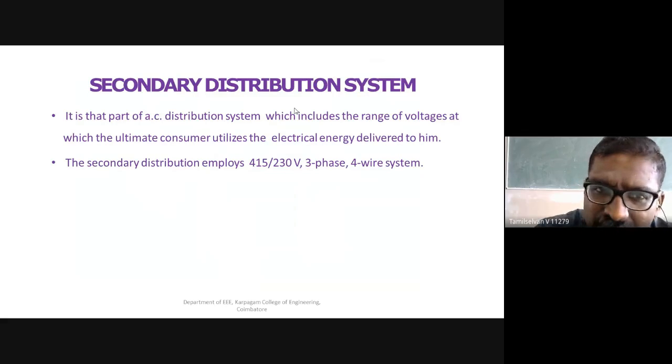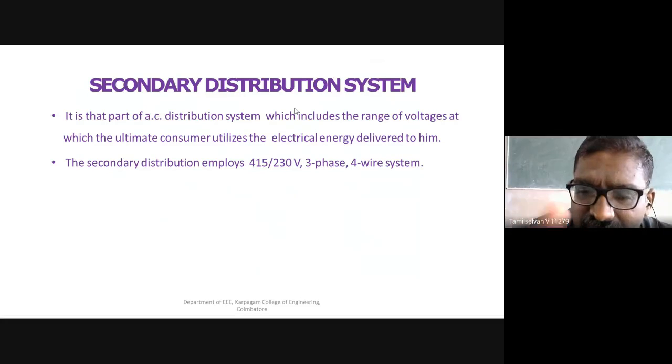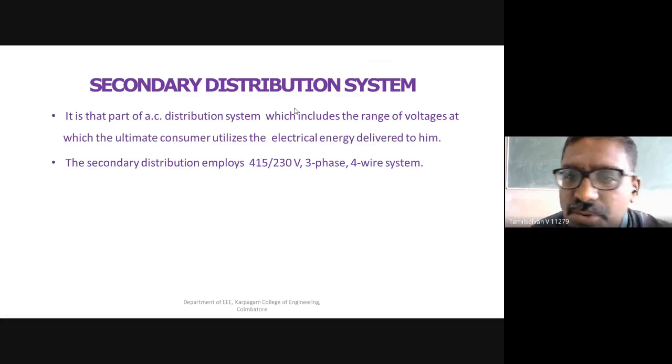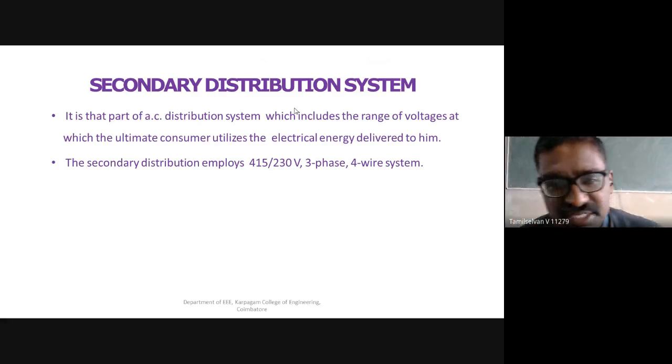So there is going to be a secondary distribution where the voltage is further stepped down, and that is going to be connected to our various consumers where the power is going to be consumed. The utility consumer is going to be connected to our secondary distribution system.